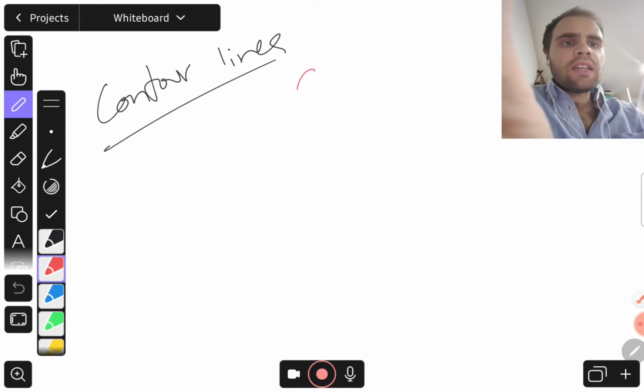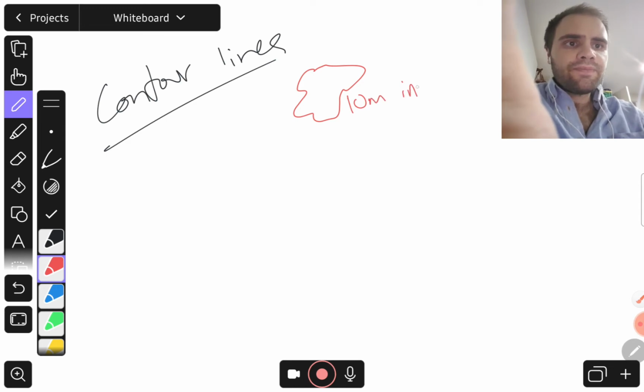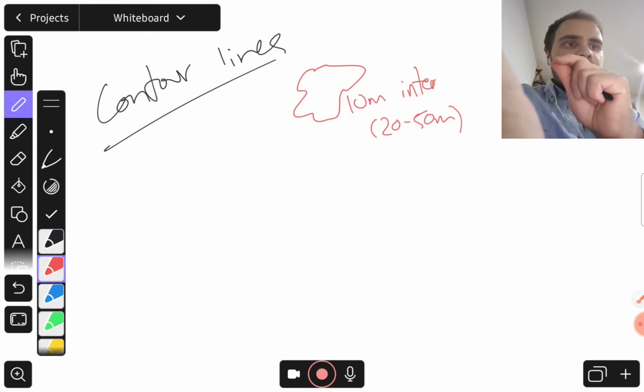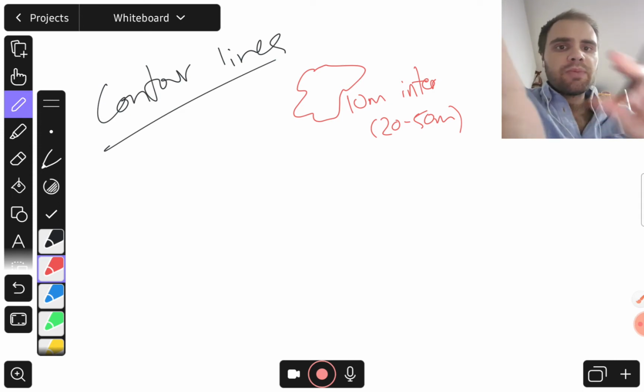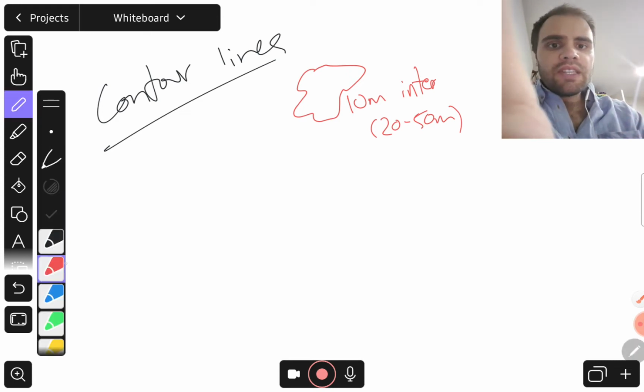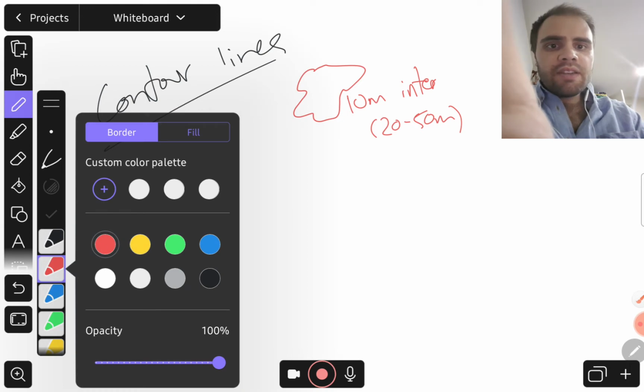Contour lines are these red squiggly lines which create a circle, and they're 10 meters apart. They have an increment of 10 meters. They can be spaced 20 to 50 meters at times if it's a much bigger mountain, say like Mount Everest, where if there's increments of 10 meters, they'll be much more squeezed into a smaller map, so they're spread out more. Every time that a loop is self-enclosed like this, that's 10 meters.